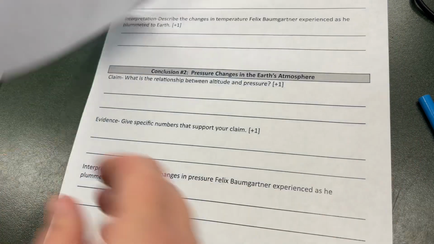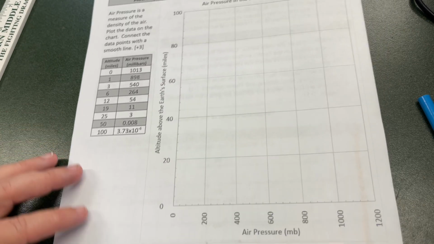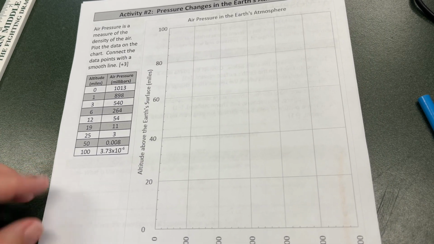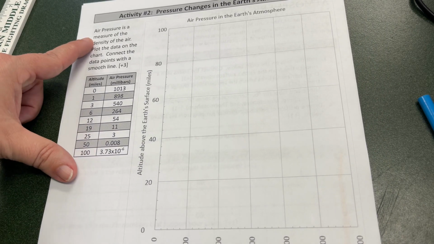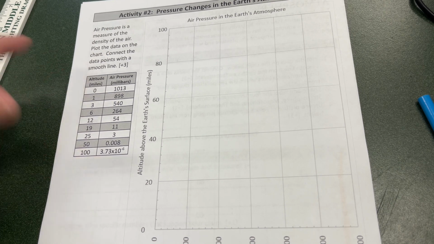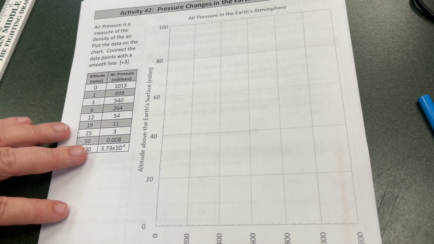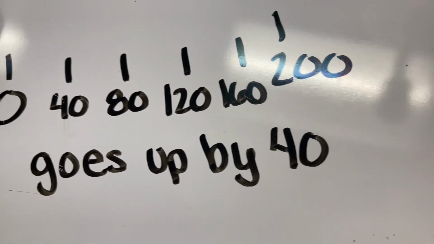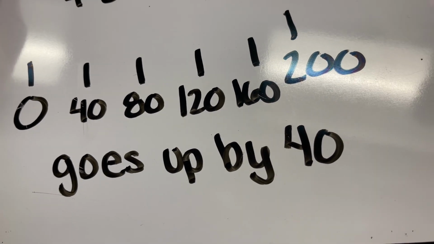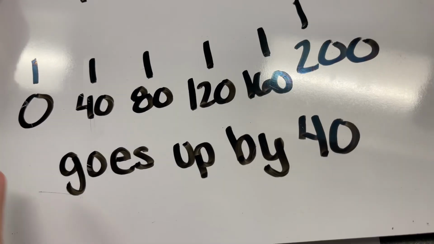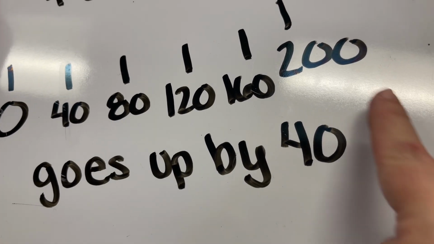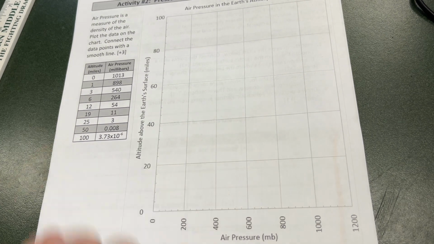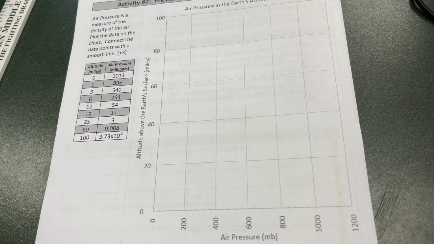The back, or activity 2, is basically the same. You're going to plot those same points about air pressure this time. You're going to connect the dots. Now for this one, you can see it's 0 and then 200. So each of those goes up by 40. So keep that in mind as you're plotting your points. 0, 40, 80, 120, 160, 200. So use that to know where the little marks are supposed to be on each one for your air pressure.